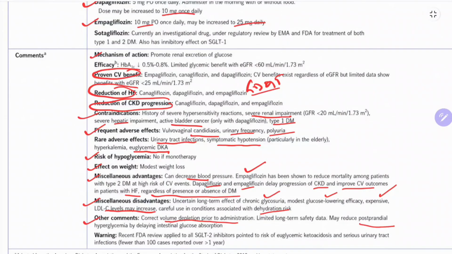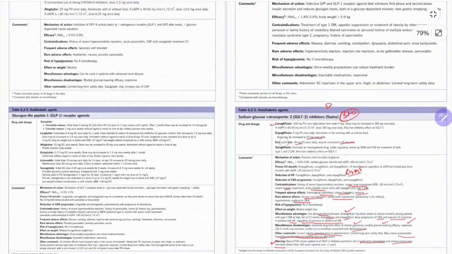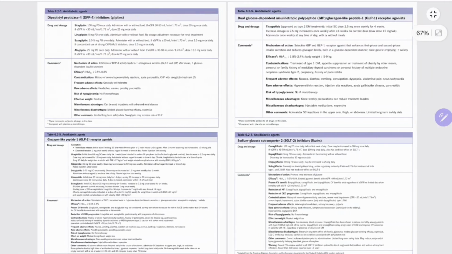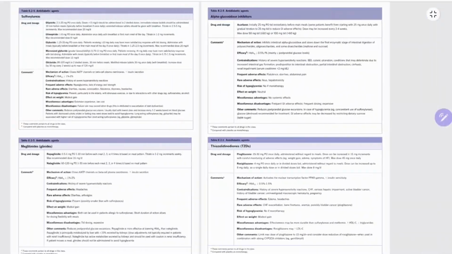They reduce postprandial hyperglycemia by delaying intestinal glucose absorption, because SGLT2 receptors are also present in the intestine, so they postpone the postprandial glucose. Warning: a recent FDA review applied to all SGLT2 inhibitors pointed to risk of euglycemic ketoacidosis and serious urinary tract infections. This is important. No need to worry. We will have practical examples of each scenario of specific cases, how to prescribe these anti-diabetic medications, in the next video.